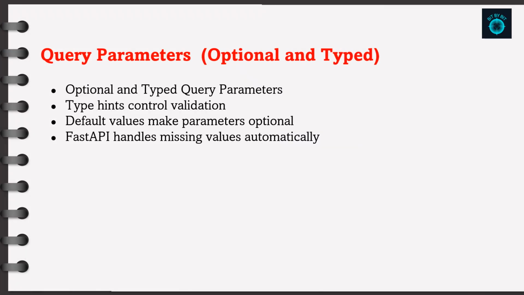Query parameters, optional and typed. Query parameters can also be optional. If we give a default value such as None, the user does not have to provide the parameter. FastAPI still handles the validation based on the type hints. This allows you to provide both flexible and strict API endpoints.